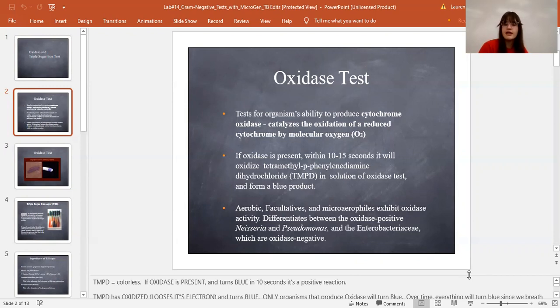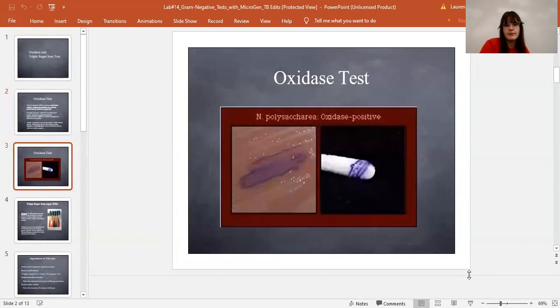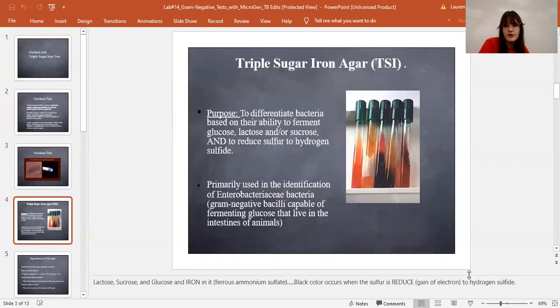This test specifically finds aerobes, facultatives, and microaerophiles, and it differentiates between the oxidase positive Neisseria and Pseudomonas and the Enterobacteriaceae, which are oxidase negative. So they will not show that blue color. Remember that this is the oxidase positive, right? You will know between a positive and negative.